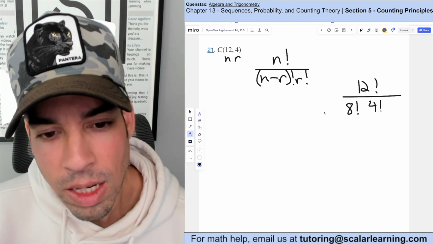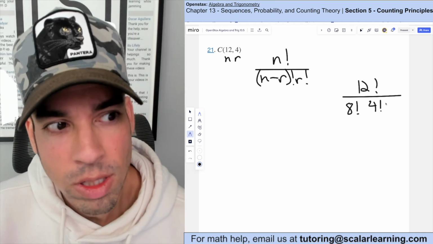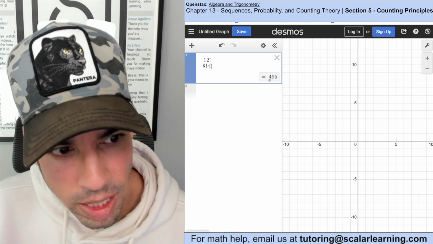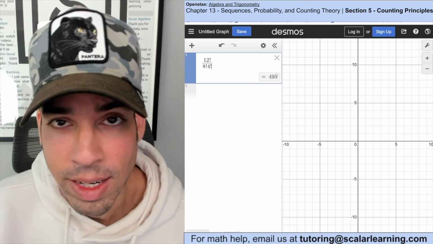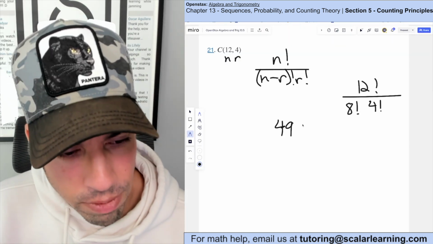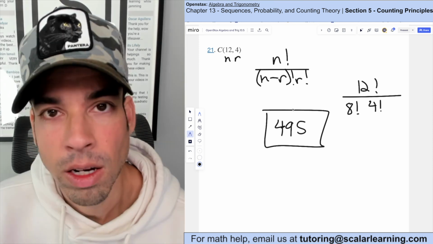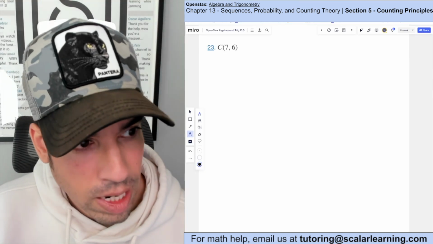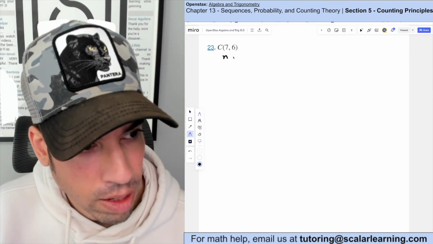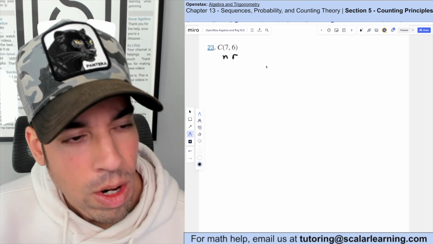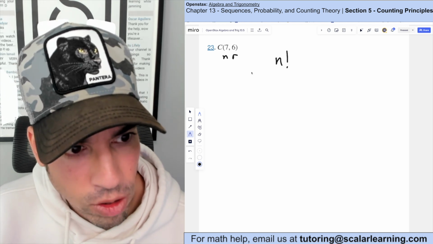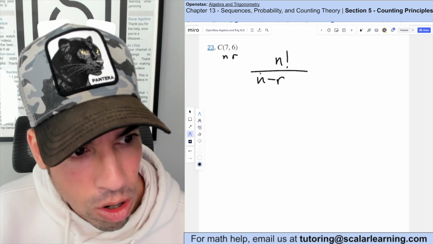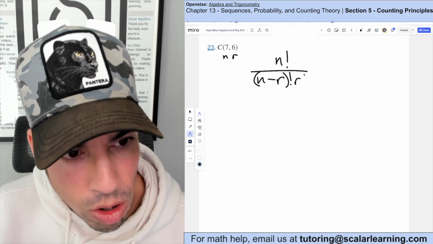Okay, we can calculate this out, but I'm going to actually use Desmos to do so. So once we calculate everything out, we get a value of 495. So 495 is the answer. Boom, done. So this one is a combination, and 7 is the n value, 6 is the r value. So the formula for a combination is n factorial over n minus r factorial times r factorial.